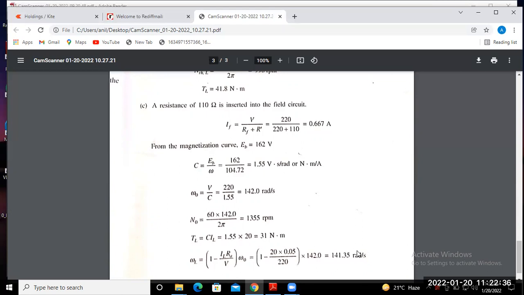Okay, so we can solve problems like this one. Any numerical problem you can practice. Okay, so we stop here, and in the next class we will discuss further topics.